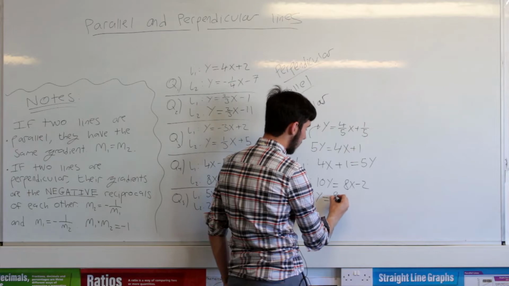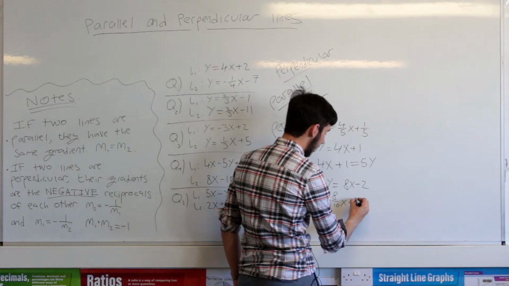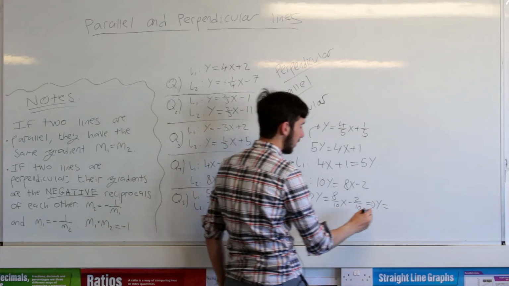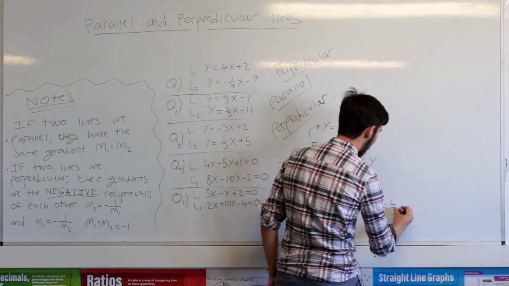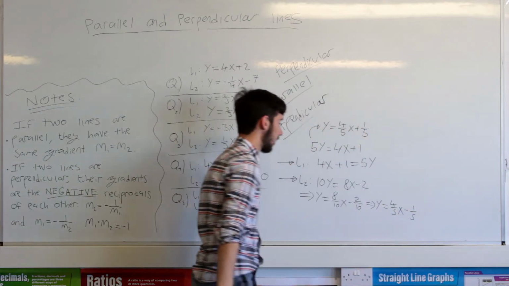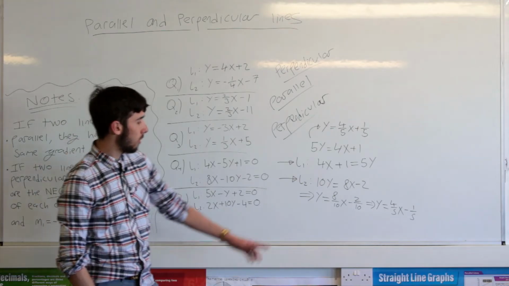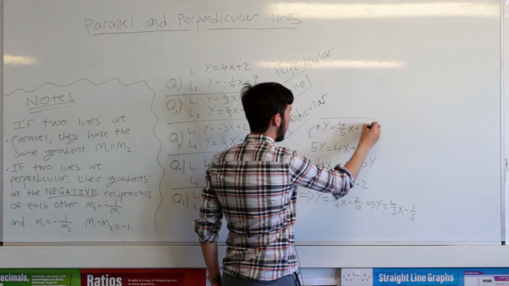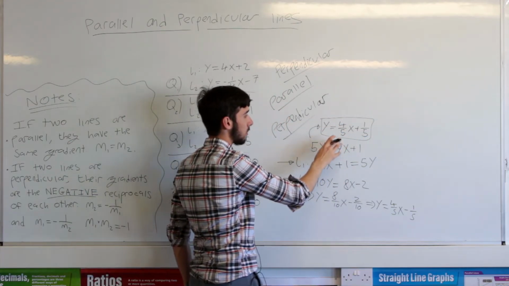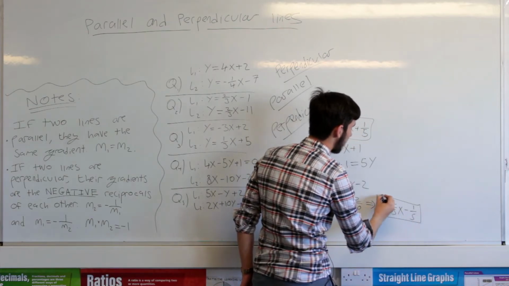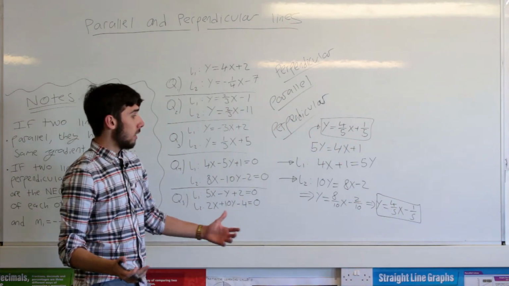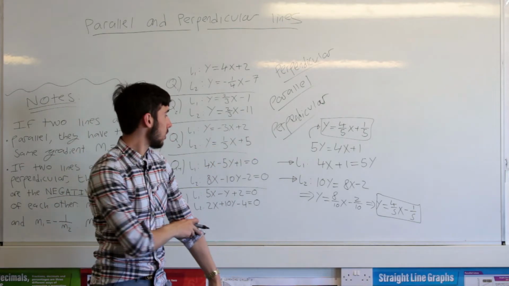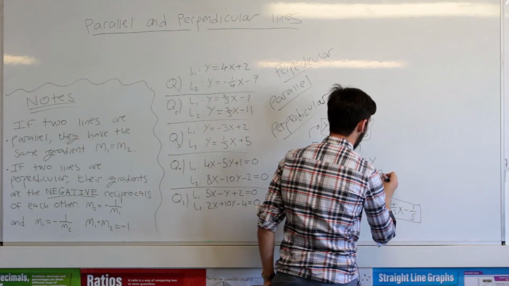Y is going to be equal to 8 over 10x minus 2 over 10, which implies, when we simplify those fractions, y is going to be equal to 4/5 x minus 1/5, okay? Because we just simplified the fractions, divided top and bottom by 2 here, and 2 here as well. Looking at the m's, 4/5, 4/5, they're the same, they must be parallel. So this one is going to be parallel.